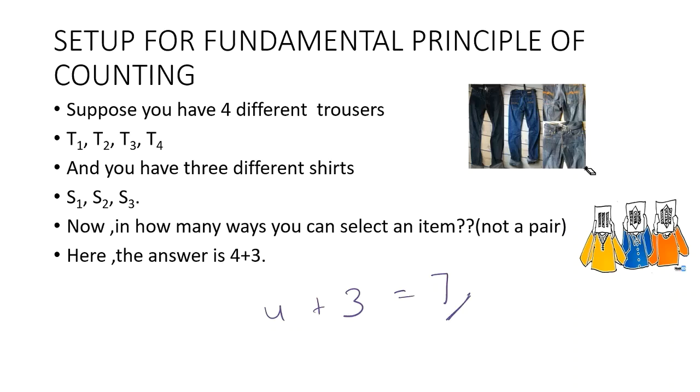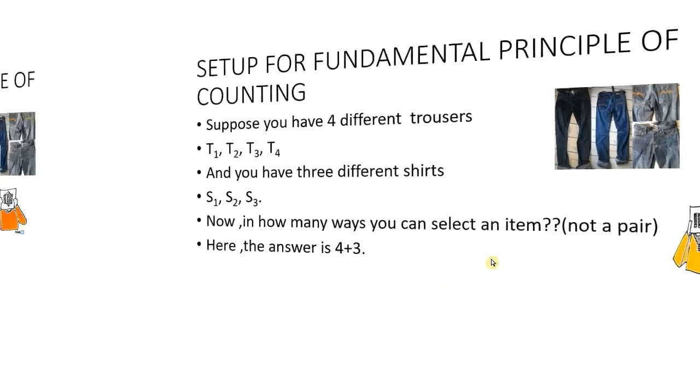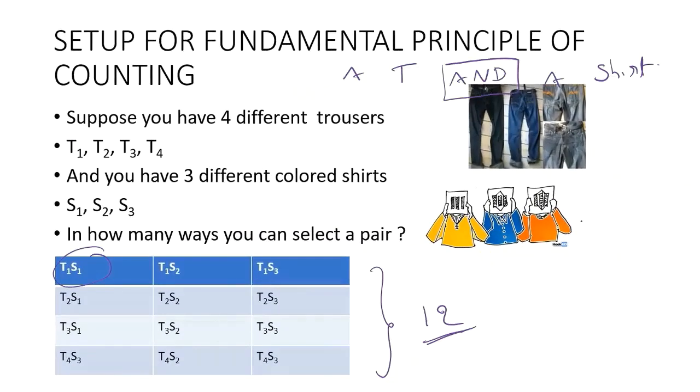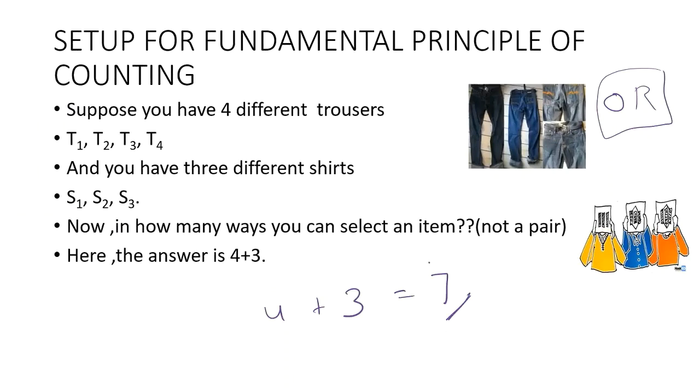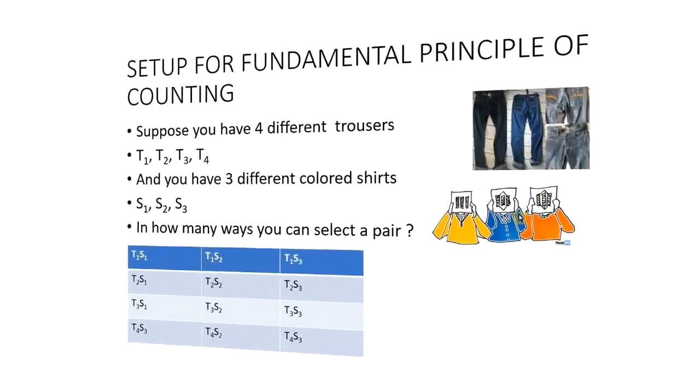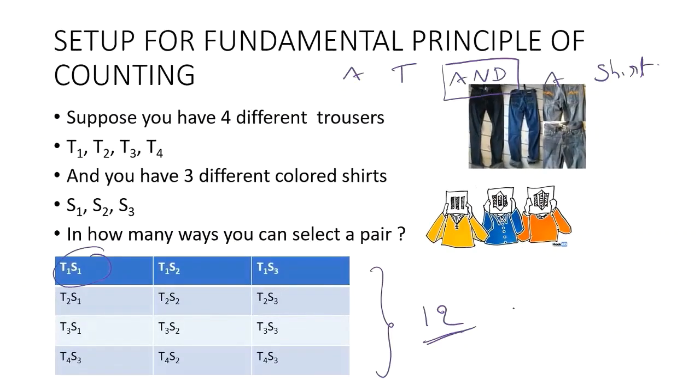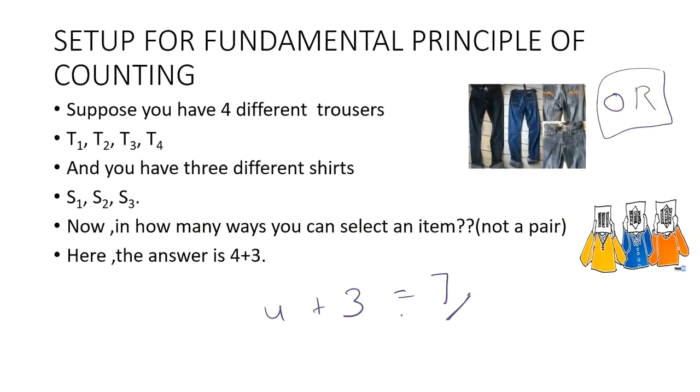So I have to select one item. That means I have to select a trouser or a shirt. The important word that you have to remember in this problem is OR. And the important word that you have to remember in the previous problem is AND. So whenever AND comes, we have to multiply, and whenever OR comes, we have to add. If you understand these things, you can solve many problems in this chapter. Whenever AND comes, it's going to be multiplication. Whenever OR comes, it's going to be addition.